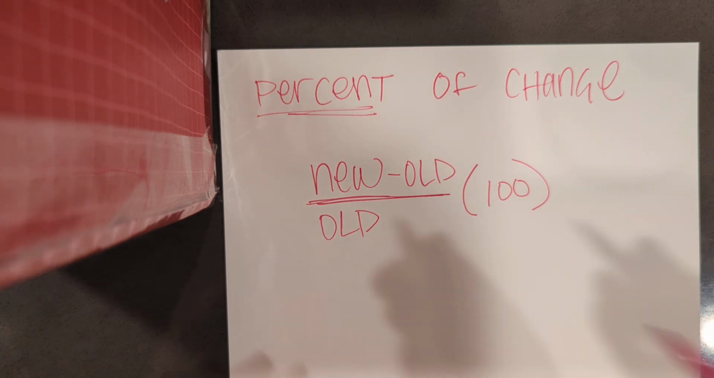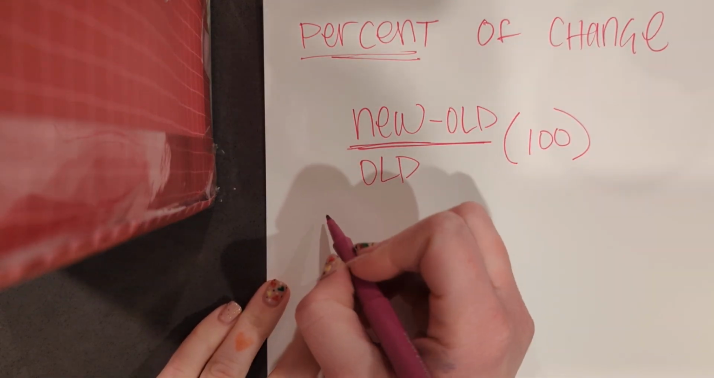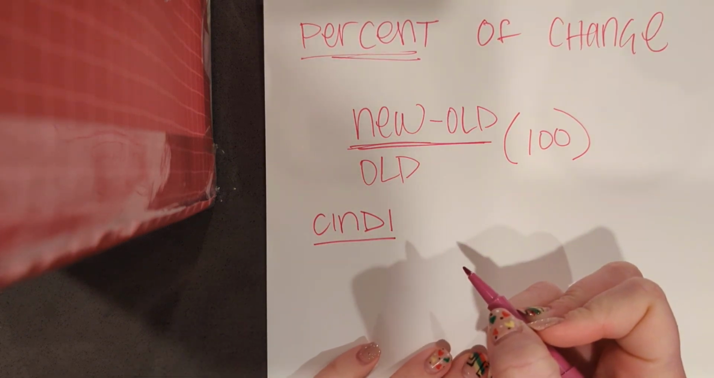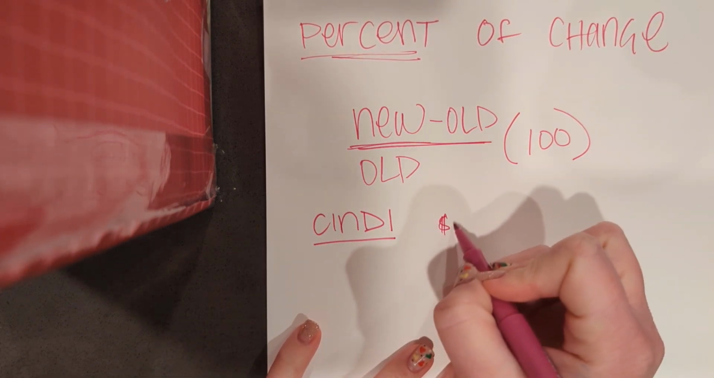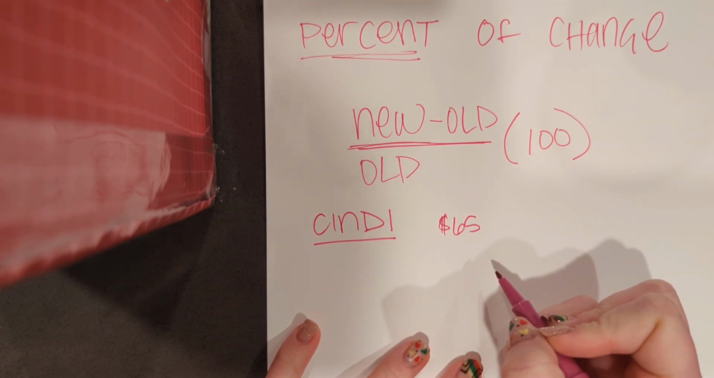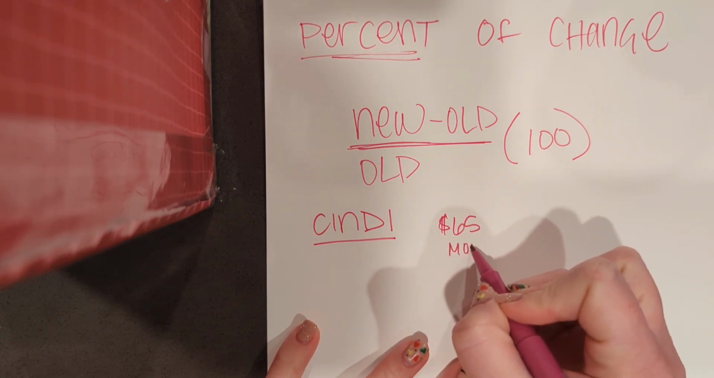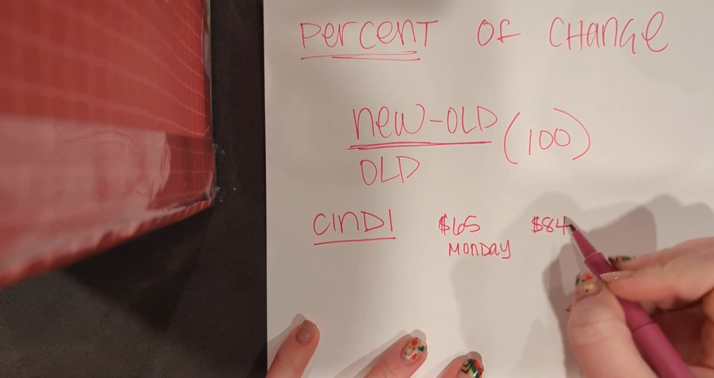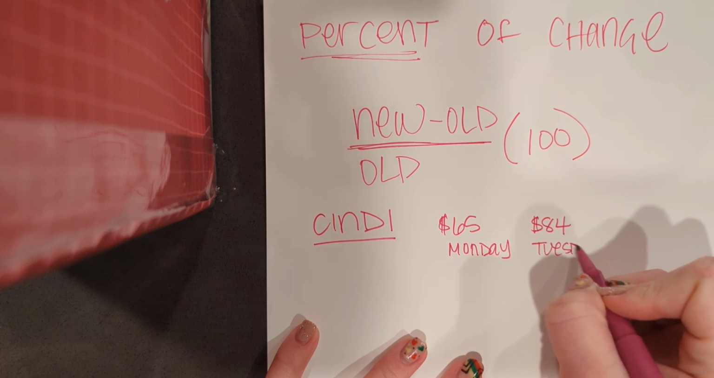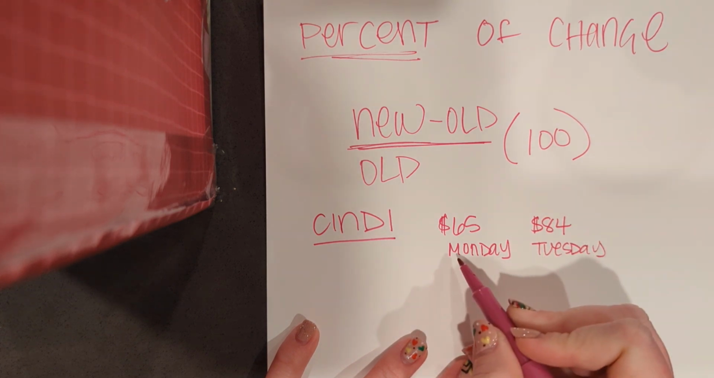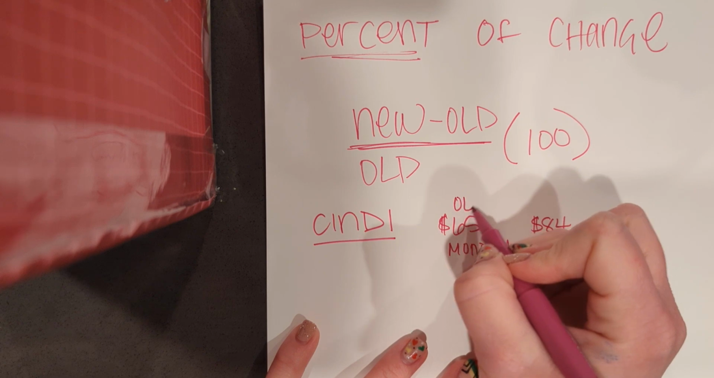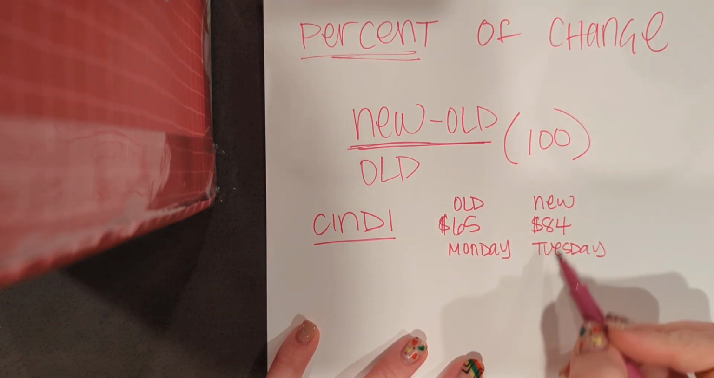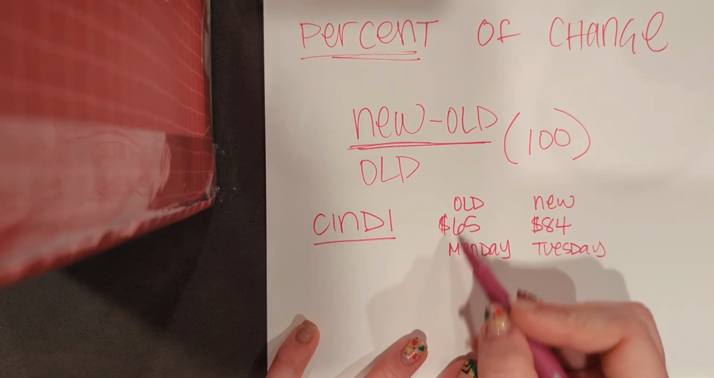So let's take a look at a few of these. So in column 3, we have Cindy. It says Cindy raised $65, that's a number, I'm going to write it down, for the fundraiser on Monday, and $84 on Tuesday. Well, Monday is what comes first, so this is my old number. Tuesday is what comes second, so this is my new number. New minus old divided by old.